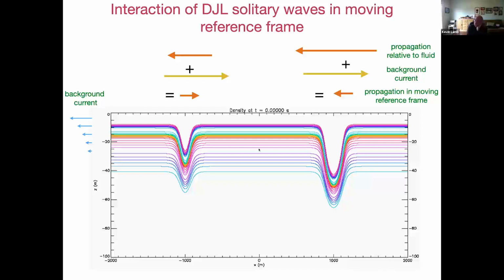Now, the contours here show the density contours. So it's a very thick two-layer fluid. But there is also a background current indicated over here. The background current is 0 down below, and then it increases as you go up towards the surface.